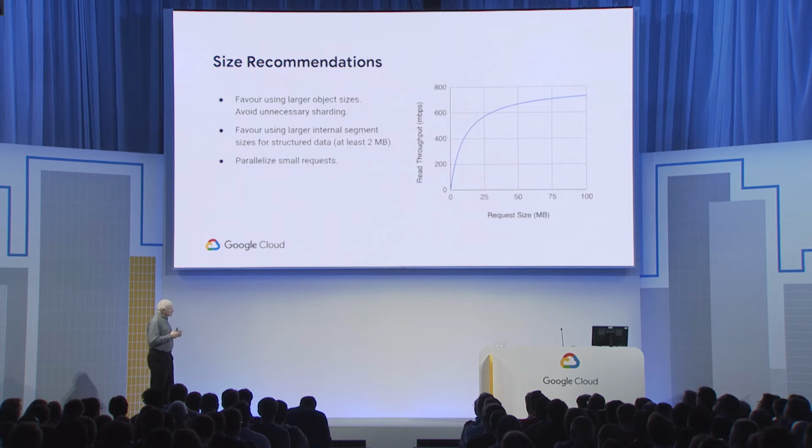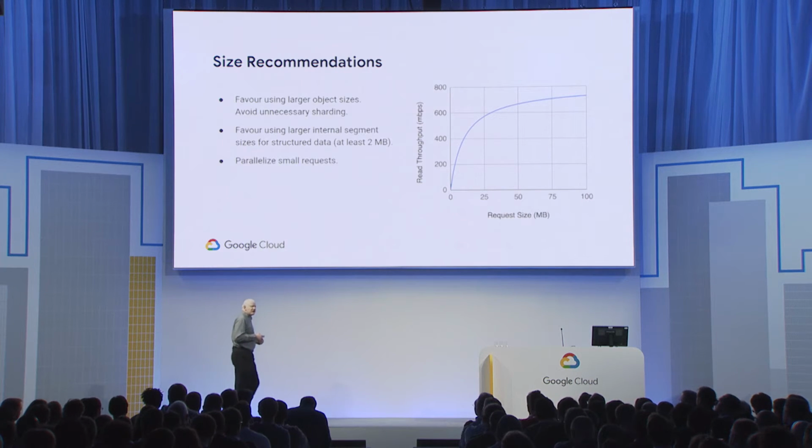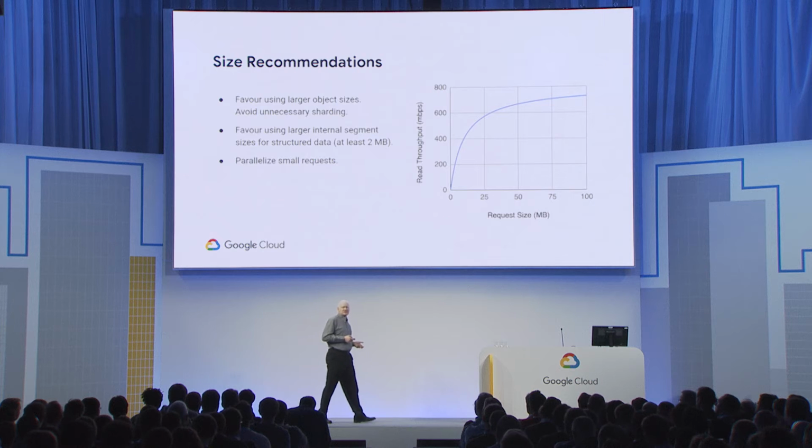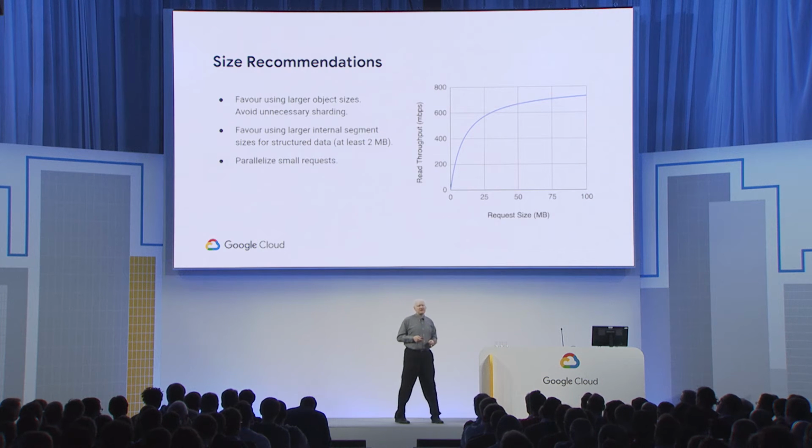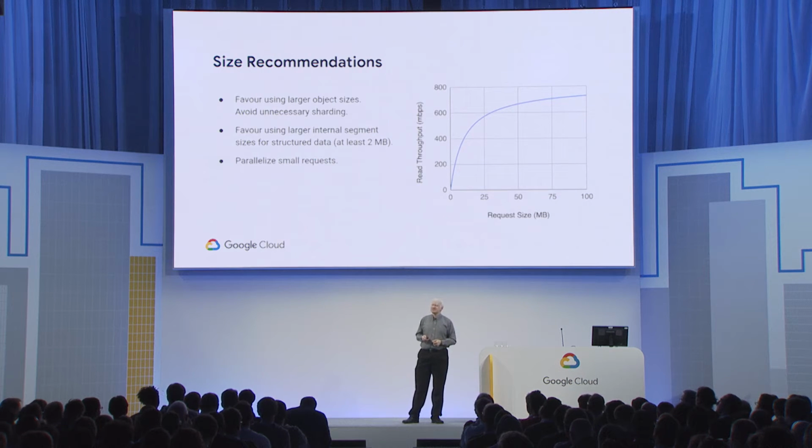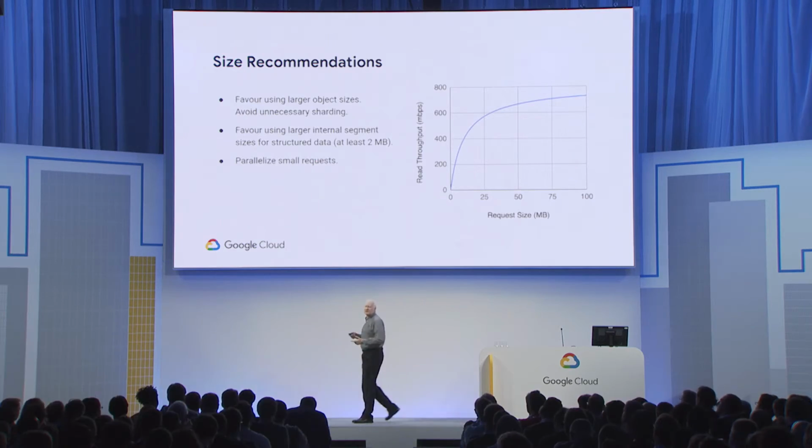To the extent you can, favor using large objects. Take advantage of that throughput to really deliver that access. And obviously, what you want to do is amortize that time to first byte latency across as much access as you can.